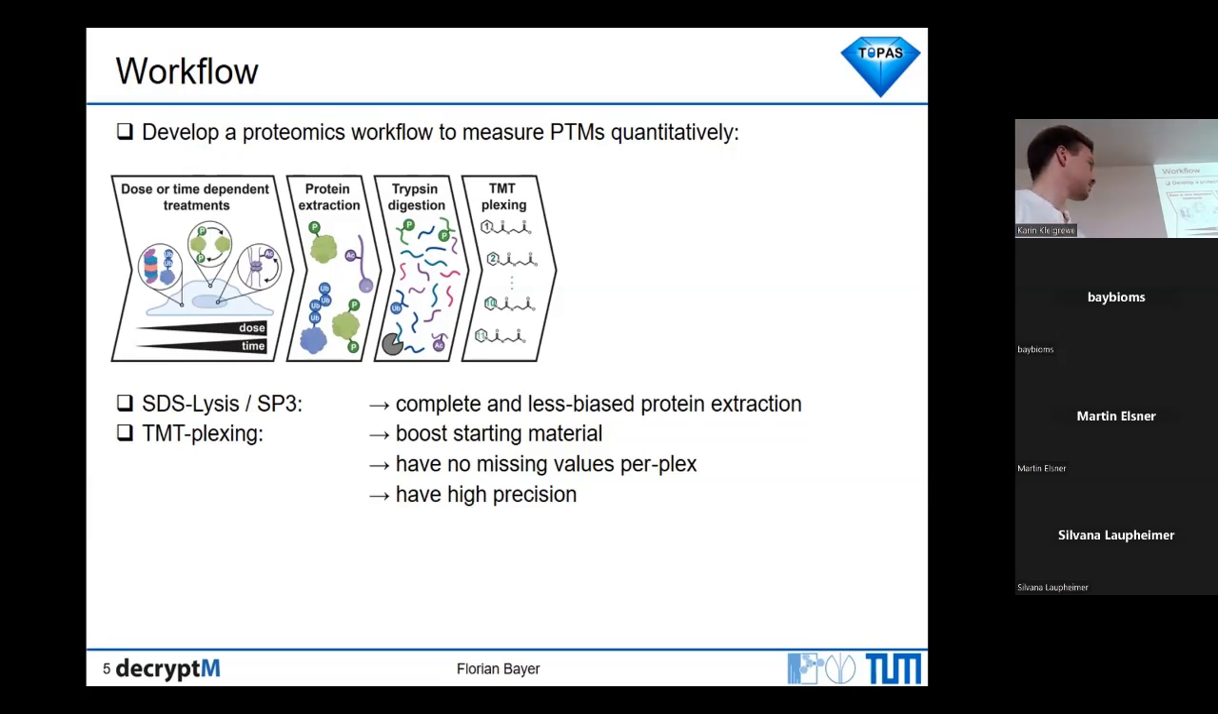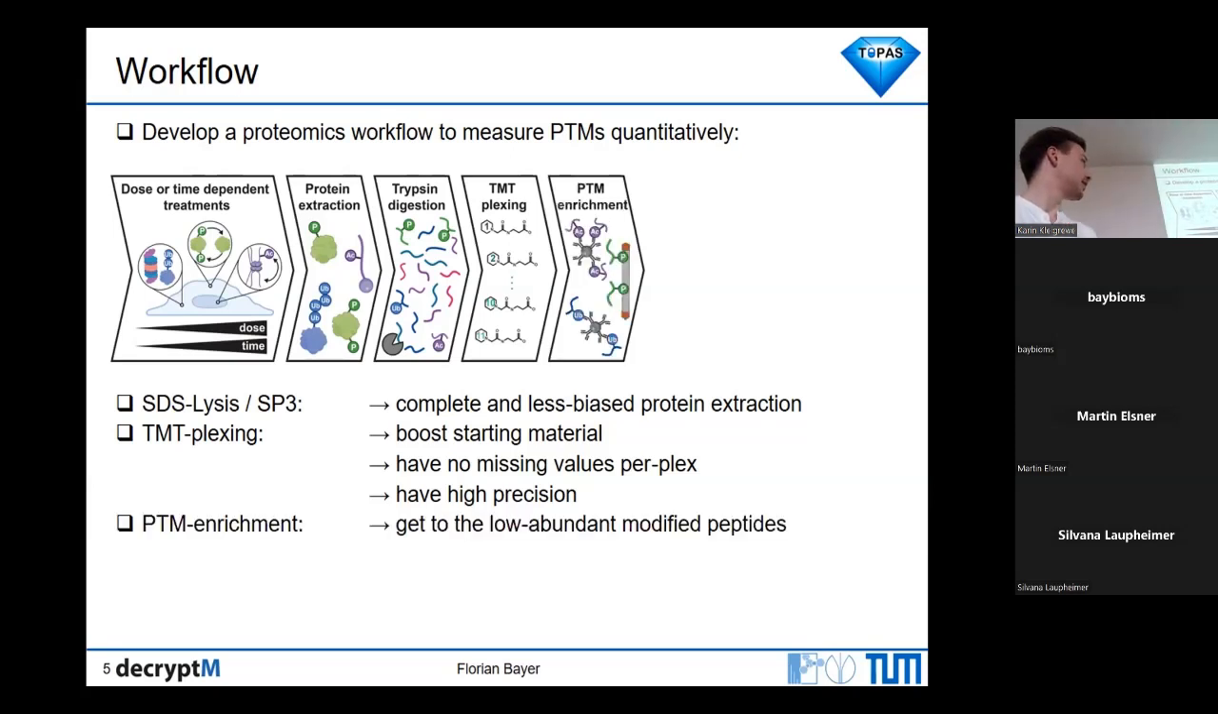The other thing is that the missing values per plex are basically nonexistent. That's also really important for the downstream analysis that we are doing. And the precision is really high, which is also very important, because many of these PTM changes are very subtle. If you have two noisy experiments, you're not really sure if an effect is real or not. Therefore, I really believe TMT is the perfect match for this.